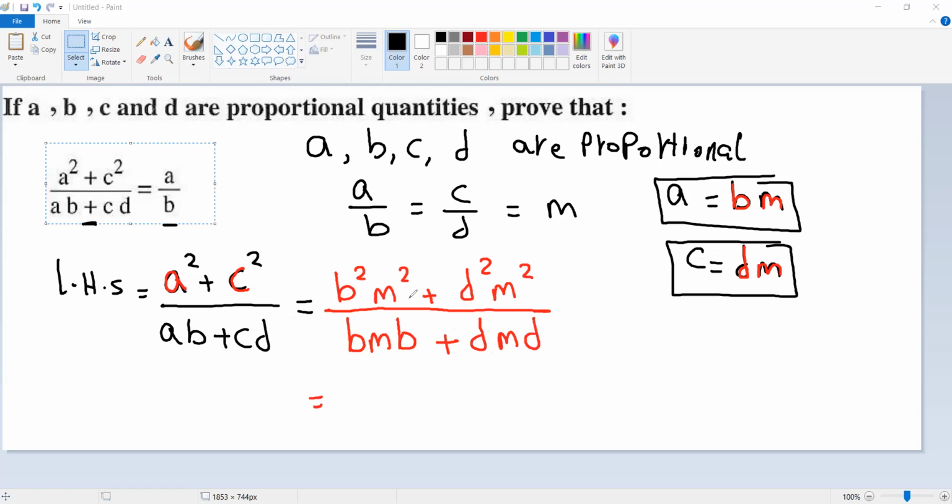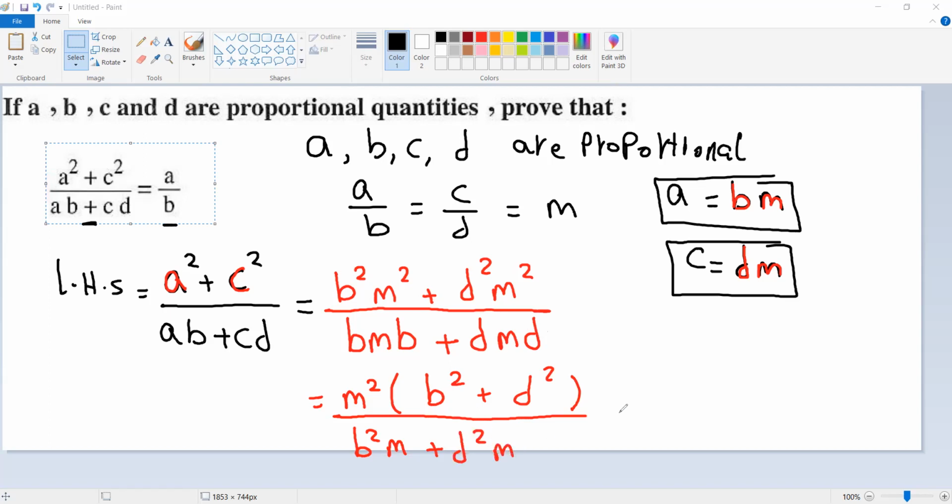Then take M to the power of 2 as a factor at the top. So M to the power of 2 multiplied by, you are left with B to the power of 2 plus D to the power of 2. All divided by BM times B, it's B to the power of 2 M, plus DM times D, it's D to the power of 2 M.